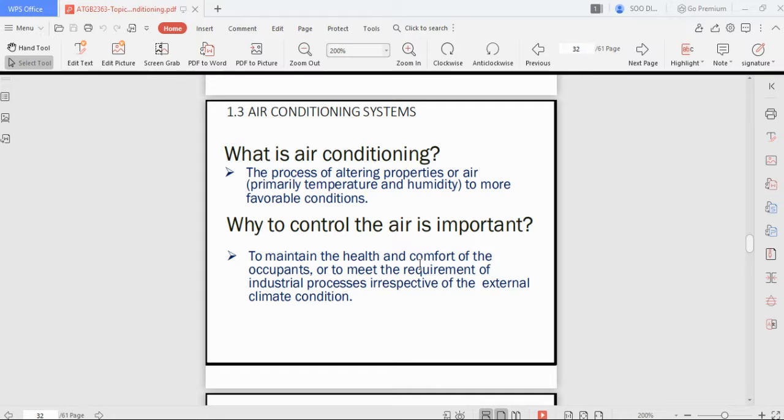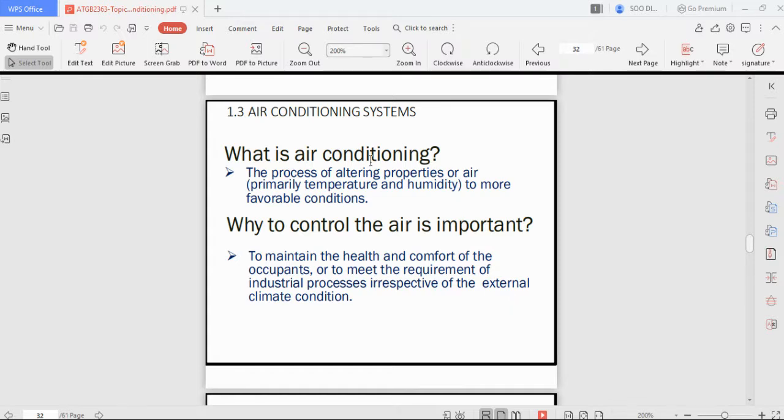So why is the control of air important? This is to maintain the health and comfort of the occupants and to meet the requirements of industrial processes irrespective of external climate conditions. So air conditioning is there to adjust the temperature in the room to an optimal condition where we feel comfortable.